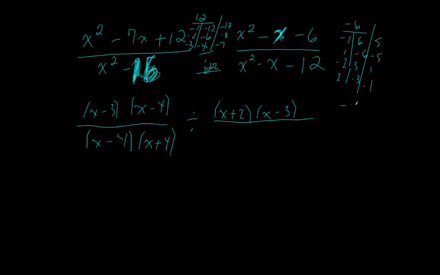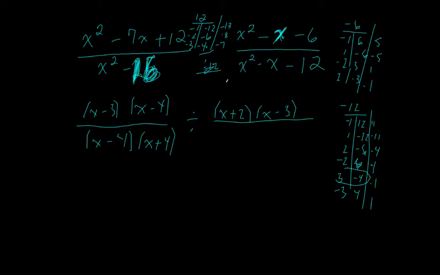It's going to be a long list. Let me come over here. So they need to be opposite. So minus 1, positive 12, 1, negative 12. 2, negative 6, negative 2, 6. 3, negative 4, negative 3, 4. Okay, and we want the negative 1.